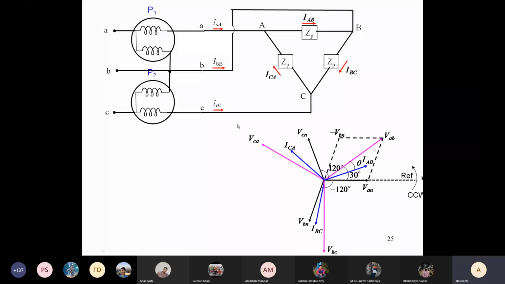So you see in this load, IAB lags VAB by angle theta. And since it is a balanced load, everywhere it will be like that. IBC will lag VBC, ICA will lag VCA, all by angle theta.